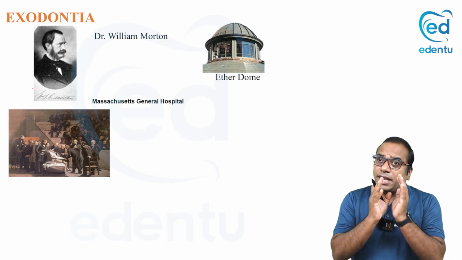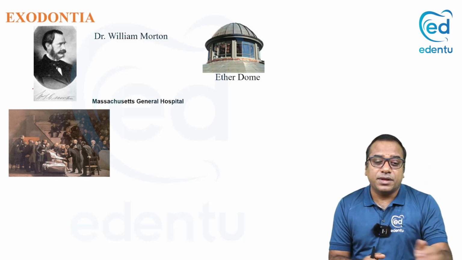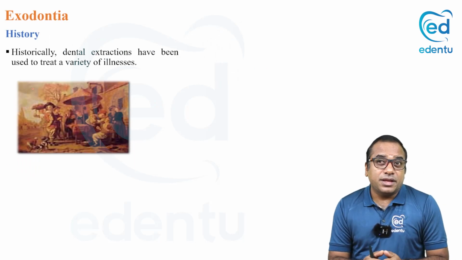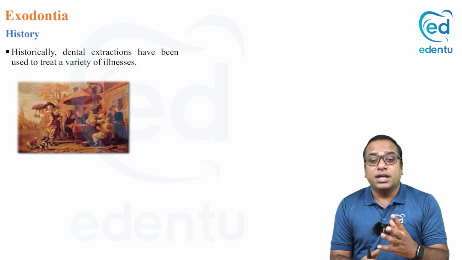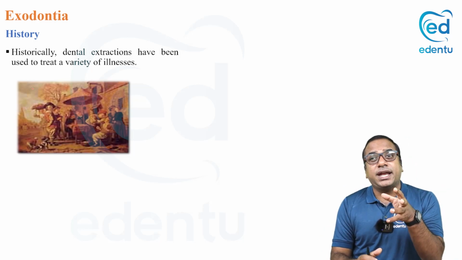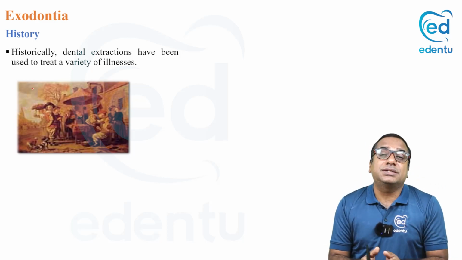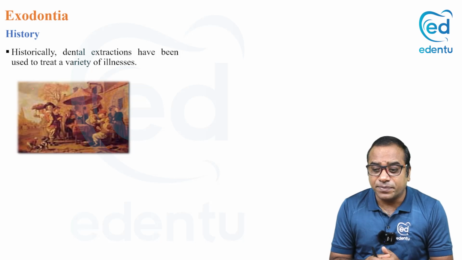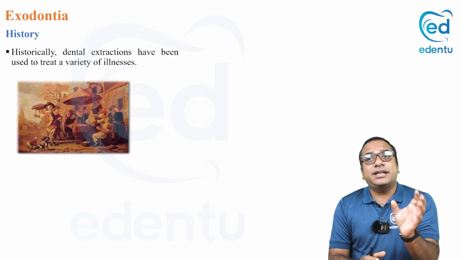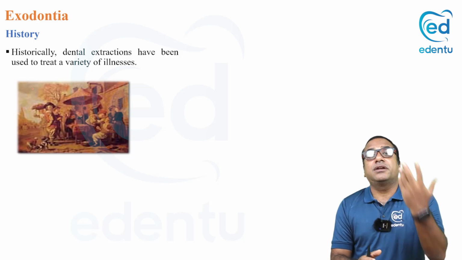So now before we go into the indications and contraindications of exodontia, let us go into the history part. When did this all start? So historically, dental extractions have been used to treat a variety of illnesses. If anyone had any infection anywhere in the body and the tooth is decayed, they used to think that if they remove the tooth, everything will be fine. So for a variety of illnesses, the solution was extraction of the teeth. And during the Middle Ages, throughout the 19th century, this itself was not a profession by itself, but it was done by barbers and general physicians.